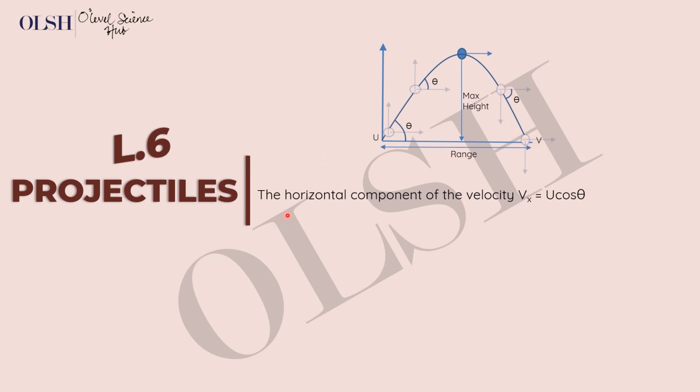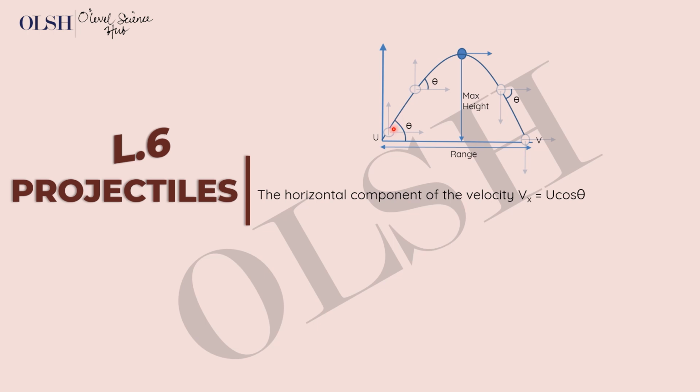Alright, so the horizontal component of the velocity, Vx. Remember, we use V to represent the final velocity, while U represents the initial velocity. So that's why we have U at this point and V at this point. But here we're saying the horizontal component of the velocity, Vx, at any point on this parabolic path, will be U cos theta, which is the initial velocity times cos theta. So if we're looking for the velocity of this object at this point, with reference to its initial velocity, of course, it's going to be U cos theta.